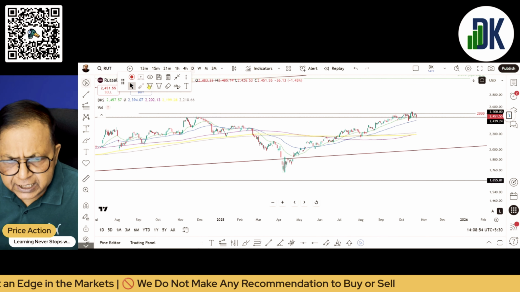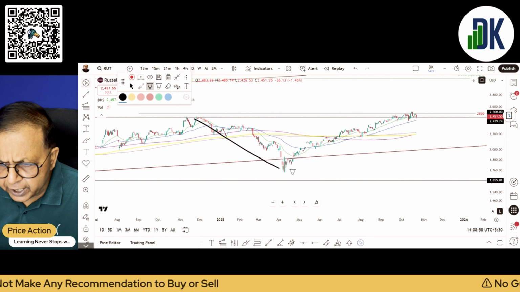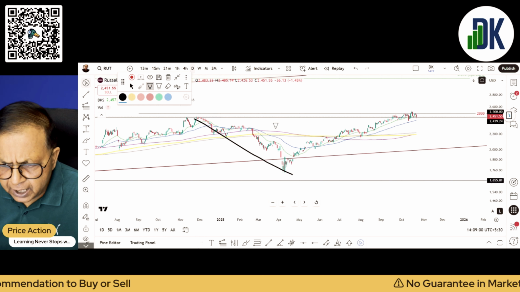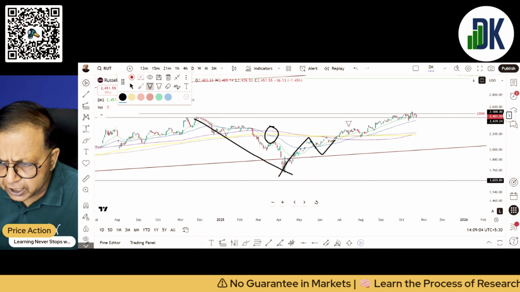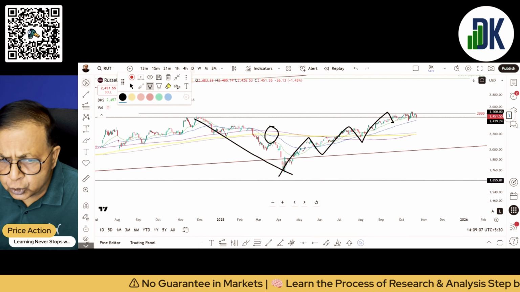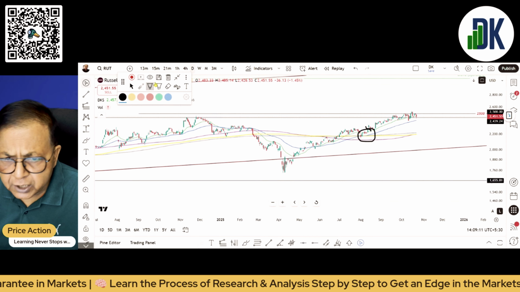Now this is the daily price chart of the Russell 2000 index. It was in a downtrending move in the recent past, and there was a death cross also, but now the market structure is higher highs and higher lows. At the same time, we can see over here that a golden cross has taken place.